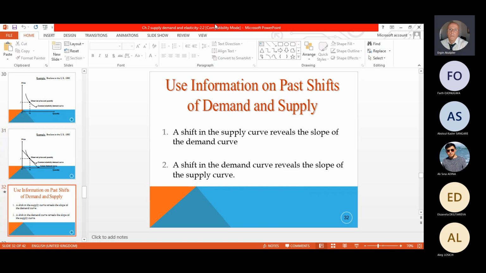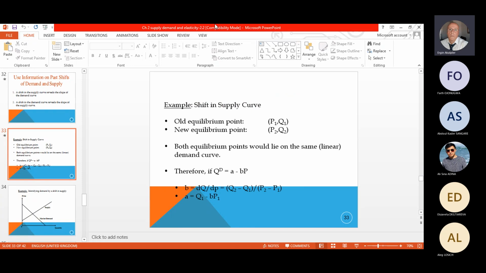When we use information on past shifts of demand and supply, a shift in the supply curve reveals the slope of the demand curve. A shift in the demand curve reveals the slope of the supply curve, as I mentioned to you. For a shift in the supply curve, the old equilibrium point is P1 and Q1, and the new equilibrium point is P2 and Q2. Then you subtract and substitute into the equation for finding the expected B, which is the slope. Therefore, QD is A minus BP. B is the slope and is also a component of the elasticity.